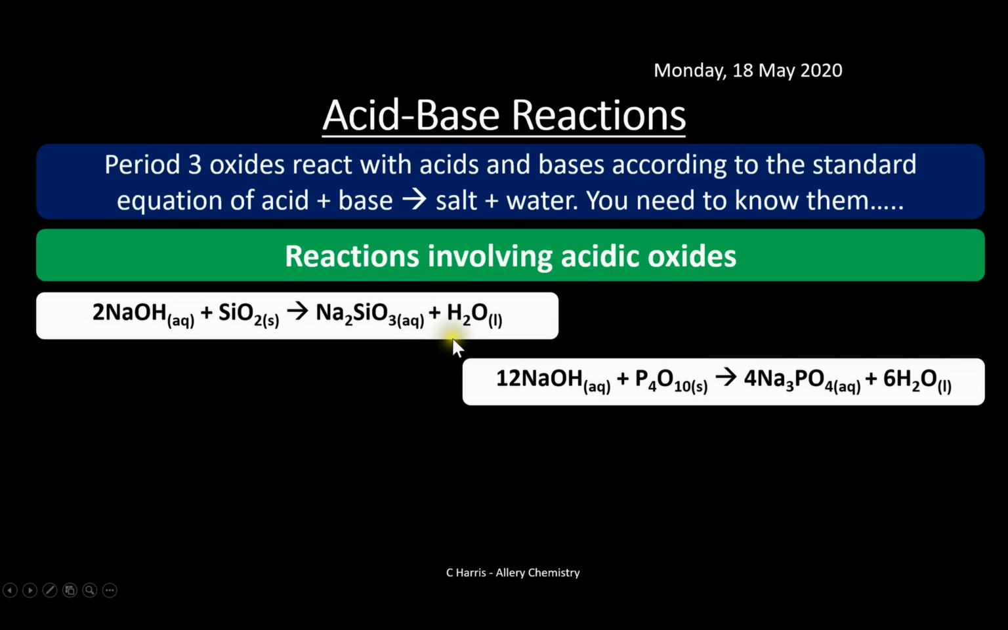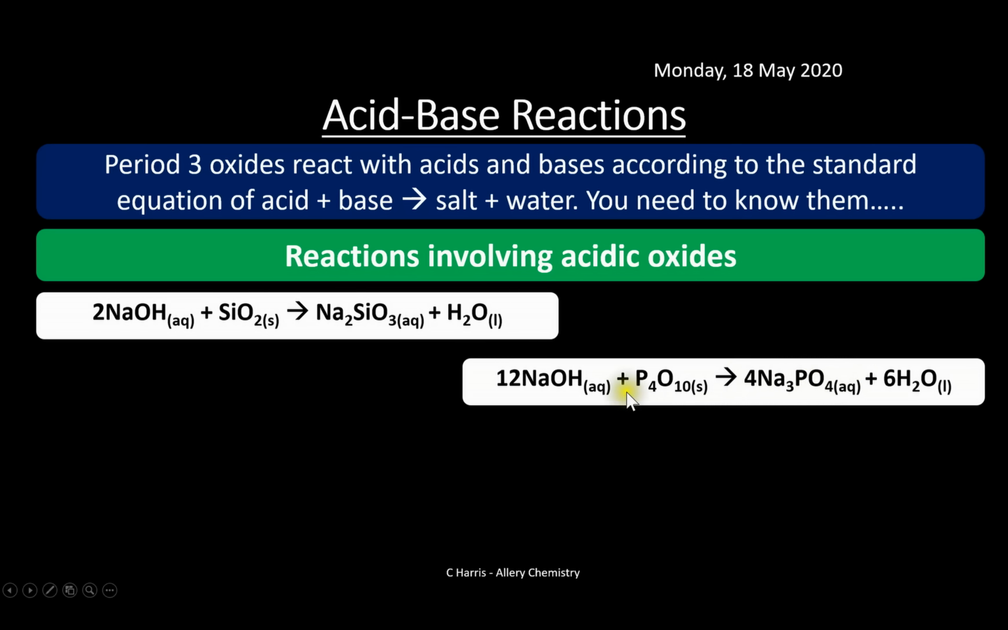So remember, your salts are formed from the metal of the base and the non-metal here, which in this case is the PO4 bit from the acid element. This one's a little bit trickier because you've got PO4 here. It's always going to be a phosphate. This is sodium phosphate here.